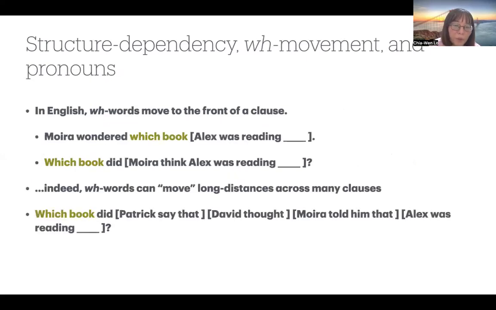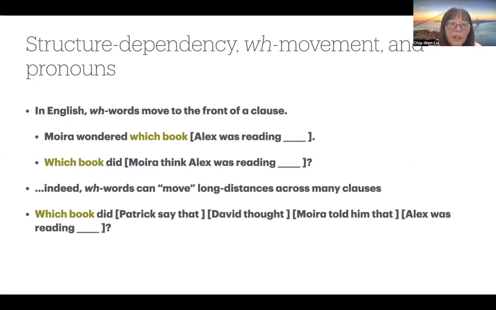In the previous slide, we saw that in English, the WH word moves to the front of the clause. So we have this kind of indirect question, like "Mora wonders which book Alice was reading." Here, "which book" is moved from the embedded clause "Alice was reading." And we can also move the WH word to the front of the main clause to form a direct question, like "Which book did Mora think Alice was reading?" So "which book" is actually moved from the gap in the whole sentence.